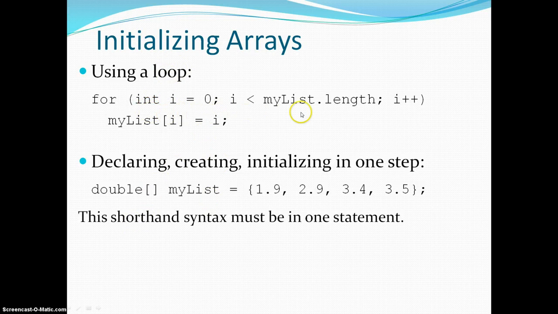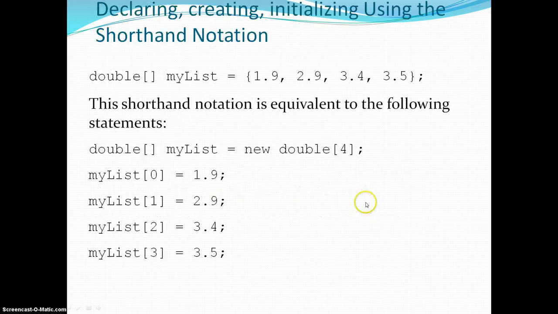By using a loop, we just need to specify the variable name, which is myList. myList is the name of the array. And in the second case, you can see we are declaring and creating the array in a single step. This is again the shorthand notation to declare and create an array.